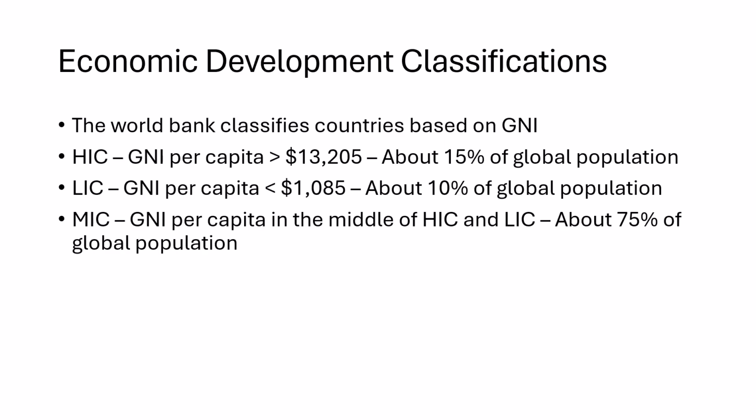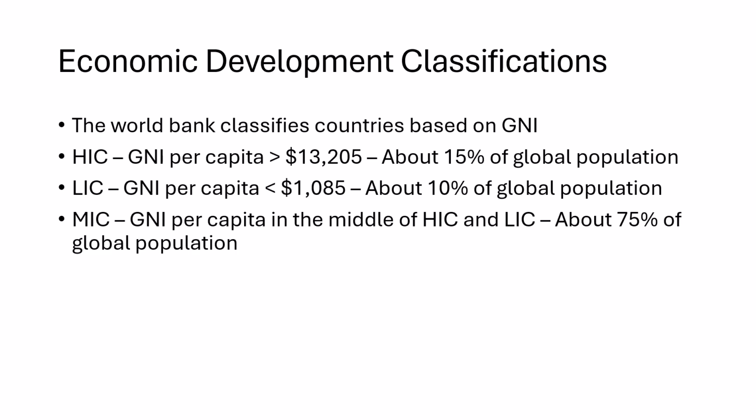So firstly, to go into the topic, we do need to define the classifications of economic development that we need to know. Well, the World Bank classifies countries into 3 different categories. First is HICs, or high-income countries, where countries have a GNI per capita of over $13,205. About 15% of global populations live in HICs. HICs are like Germany, UK, the US.